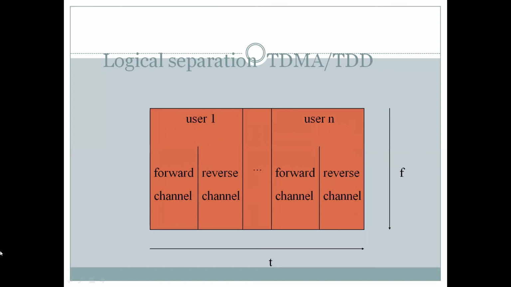time division multiple access with time division duplexing. So everything is divided in terms of time. User 1 is separate from user 2, is separate from user 3, is separate from user n in terms of time. So all partitions, all bifurcations you can see here are in terms of the x-axis. So forward channel and reverse channel are separated in time. User 1 is separated from another user in time, and there is no role of frequency. This is the logical separation example of time division multiple access implemented with time division duplexing.